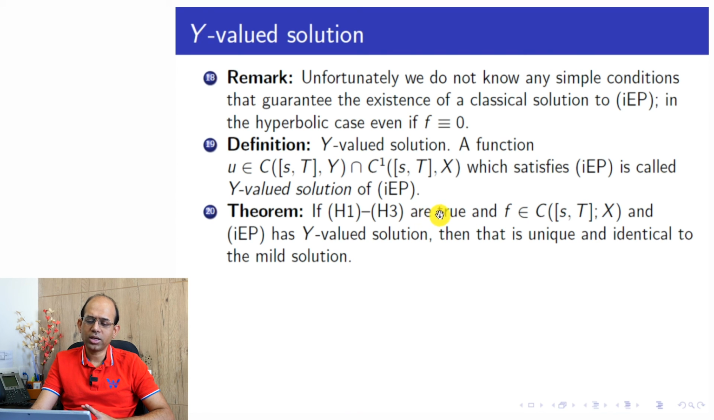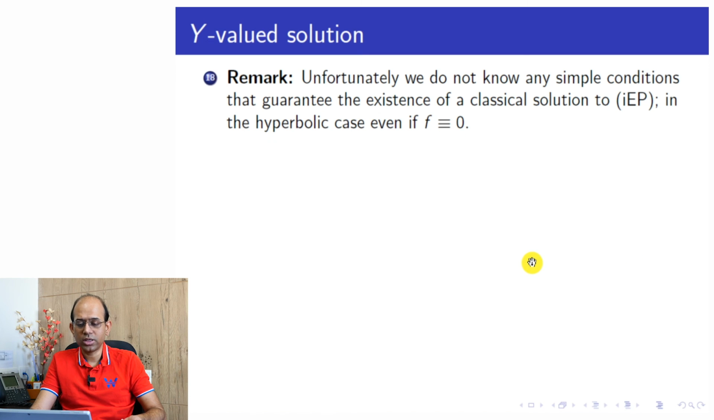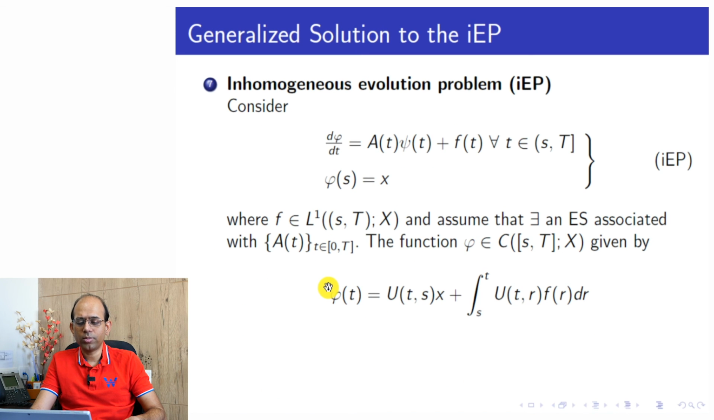So if H1 to H3 are true and f is a continuous function, and the inhomogeneous evolution problem has a Y-valued solution, then the conclusion is that the solution is unique and identical to the mild solution. What is the mild solution we are talking about? We are talking about this relation.